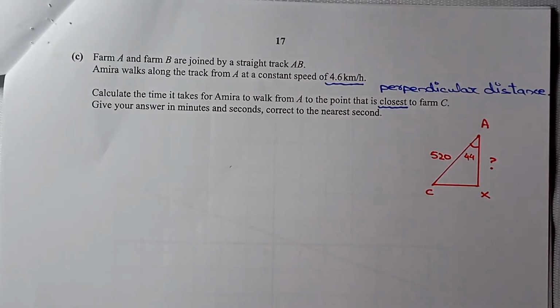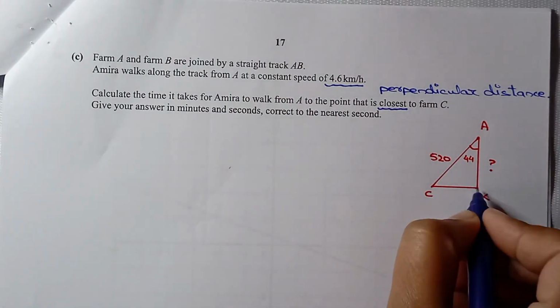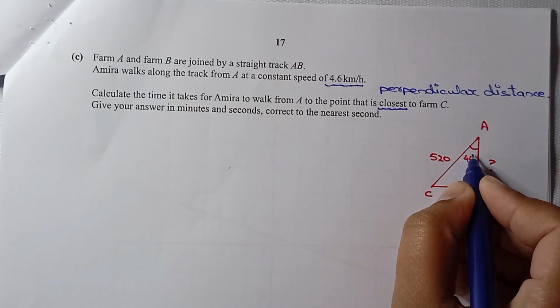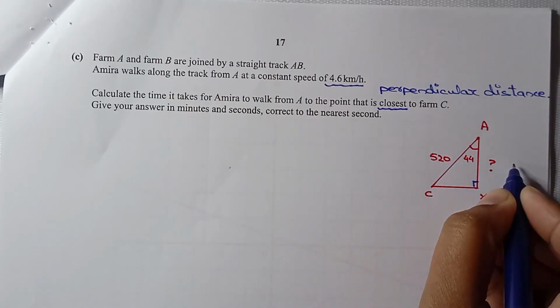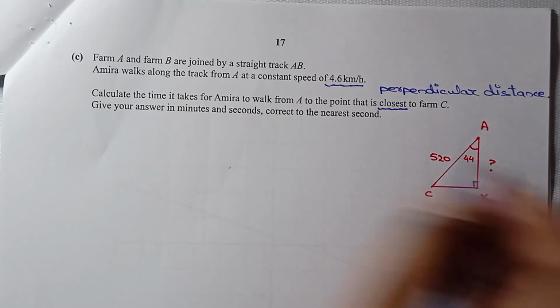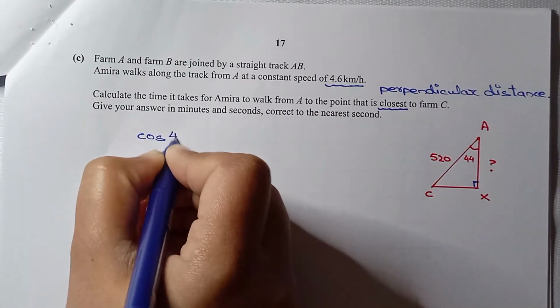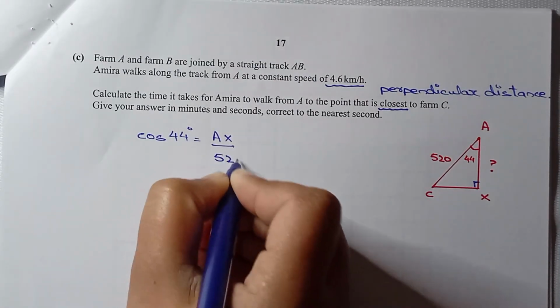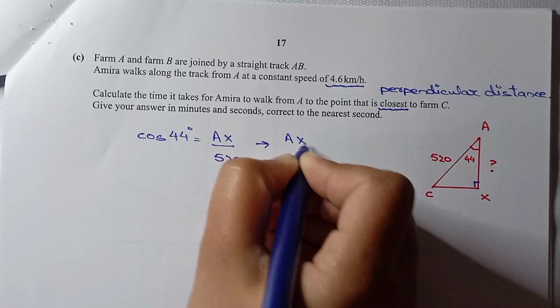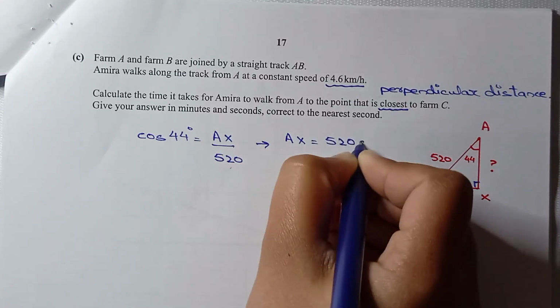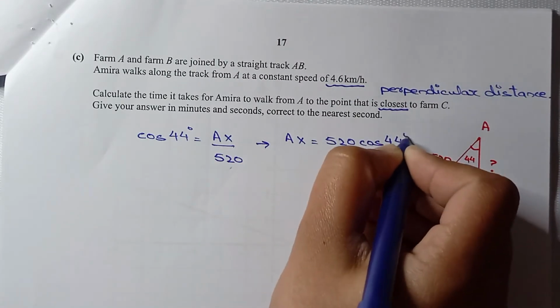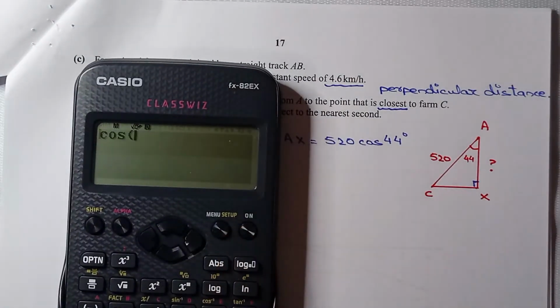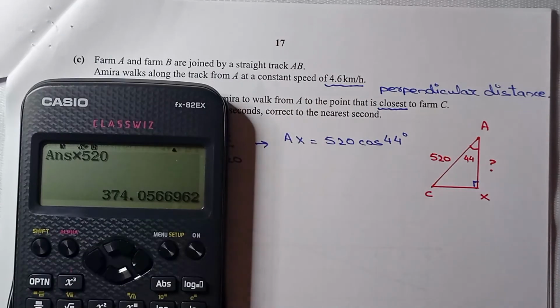So as we can see, it is a right angle triangle. We can use the primary trigonometric ratios to find this side AX. So this is the opposite, adjacent and hypotenuse. So adjacent over hypotenuse we use cos. Cos 44 is adjacent, that is AX, over hypotenuse, which is 520. So from here AX would be equal to 520 cos 44. Right, so cos 44 times 520, this would be 374.